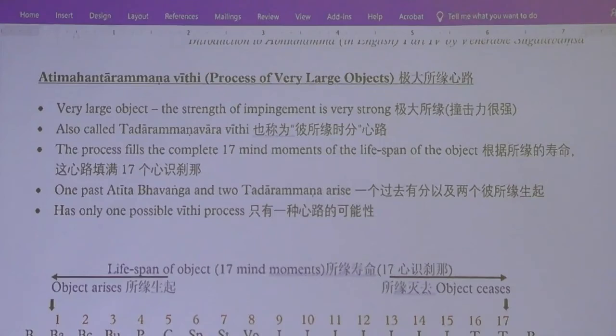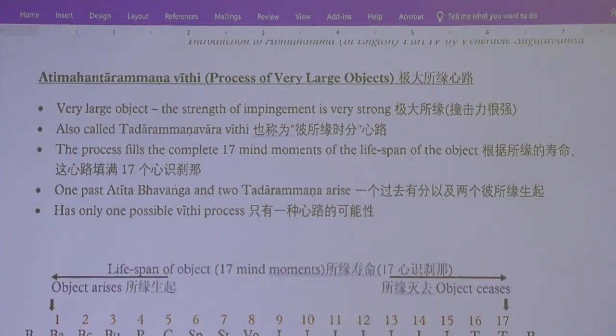Okay. Now there are 17 mind moments arising according to the object. One past Atita Bhavanga, the past life-continuum consciousness, and at the end 2 Tadarammana arise. Only one past Bhavanga. The last 2 are called Tadarammana, the 2 types of registration mind.